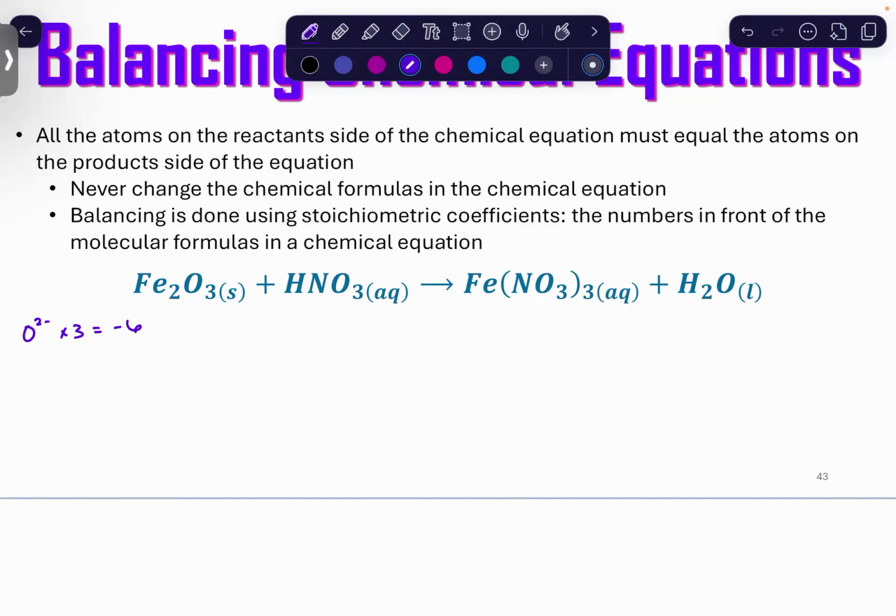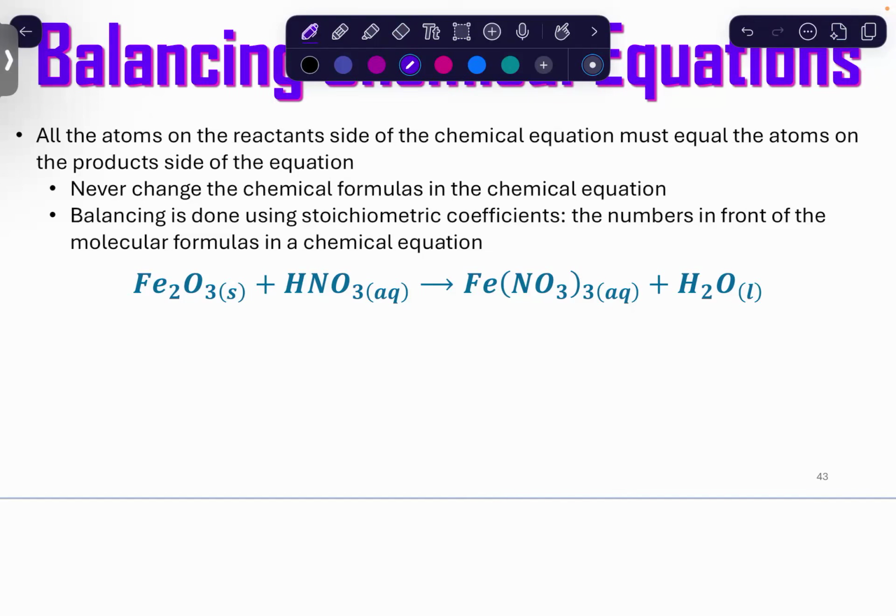That's a total of -6. And two irons neutralize a -6. So the irons have to yield a +6 times 2. And you ask yourself, what times 2 gives me a +6? Well, iron +3. So it's iron 3 oxide. Iron 3 oxide mixed with nitric acid, you need to be able to name those acids too, is going to give me iron 3 nitrate and water.